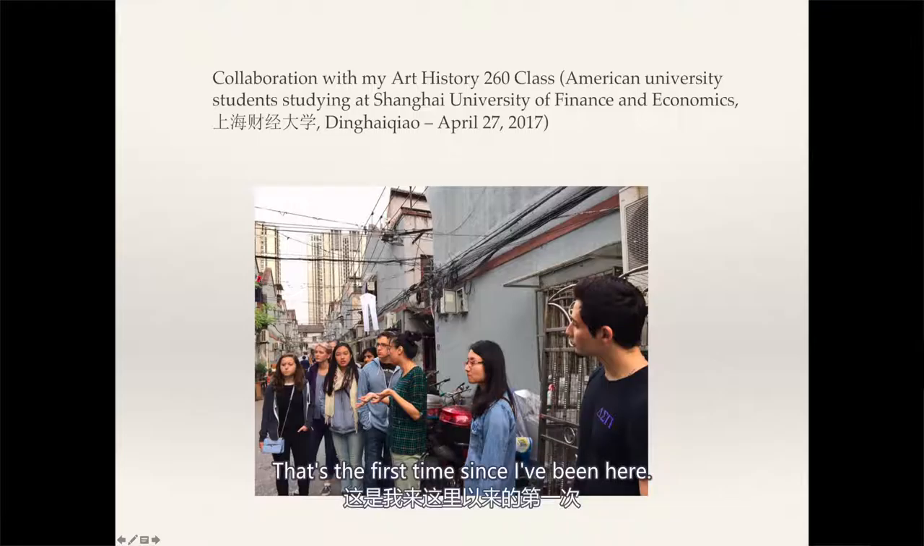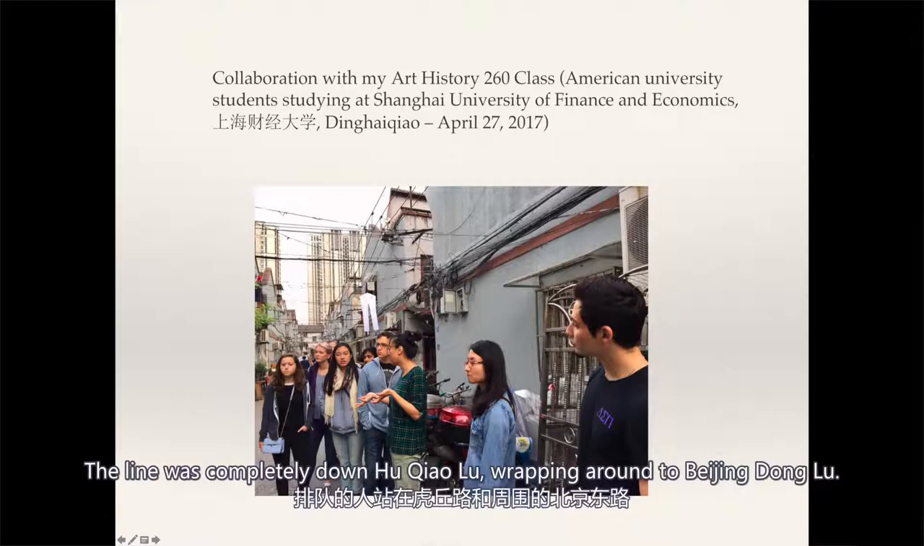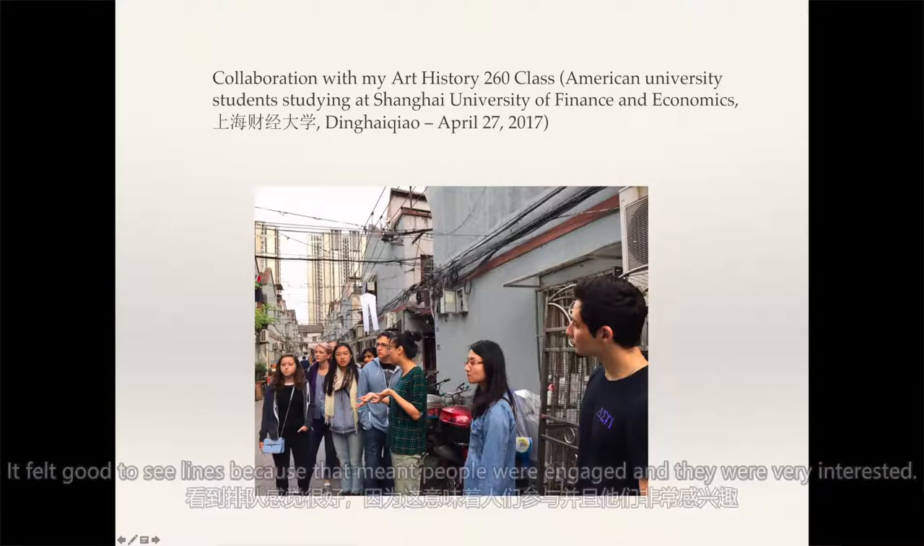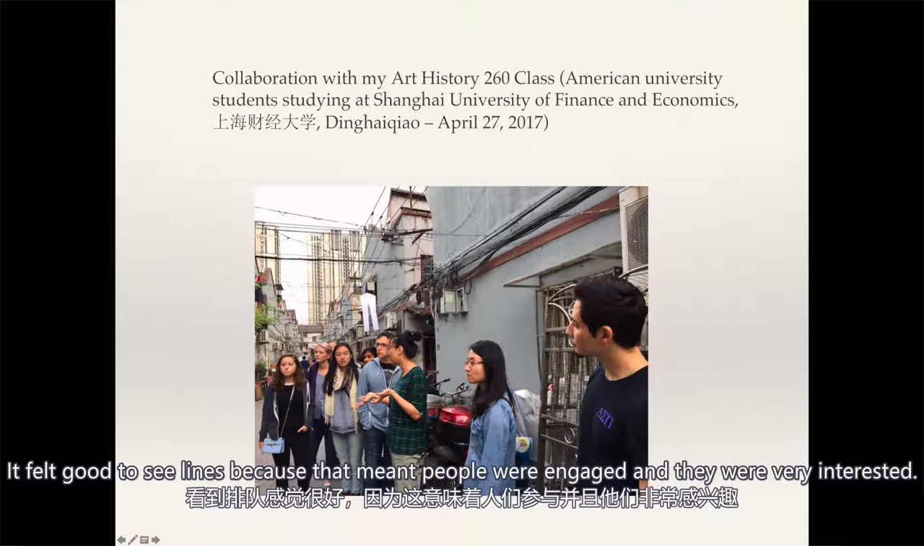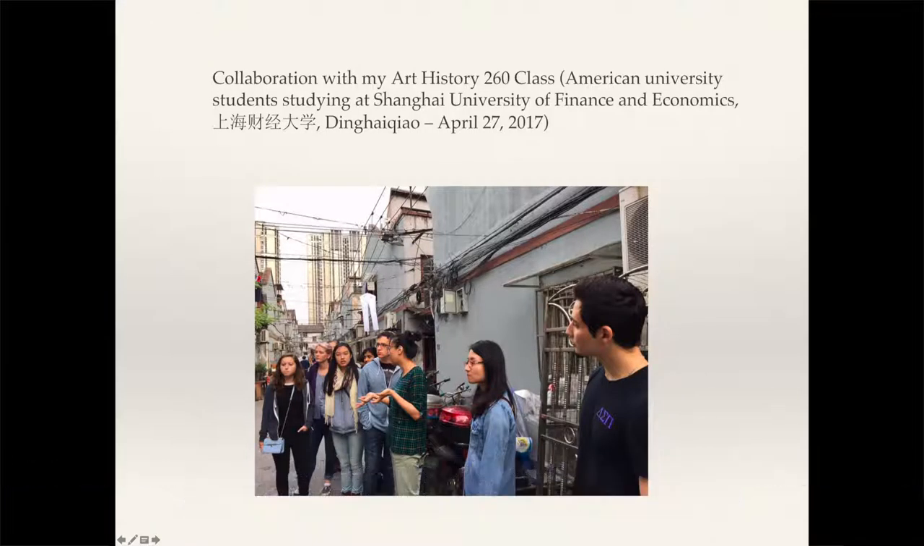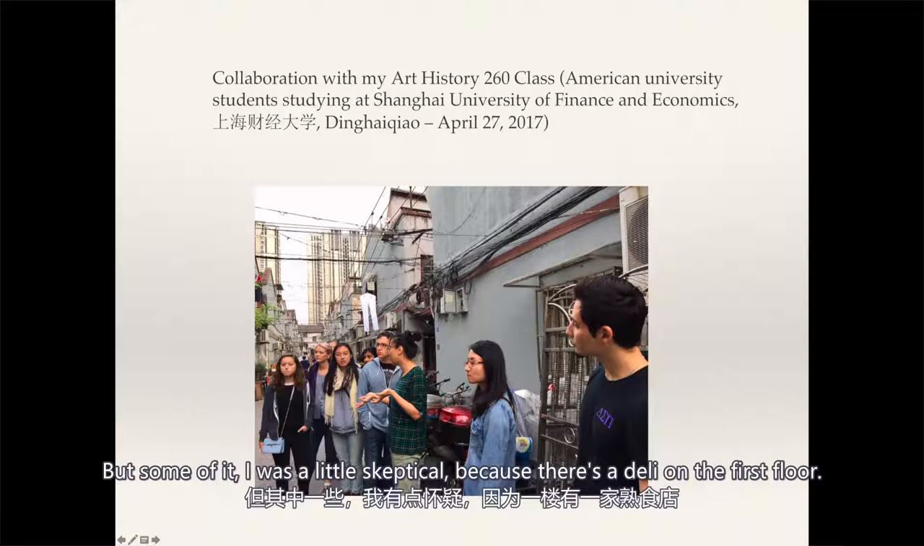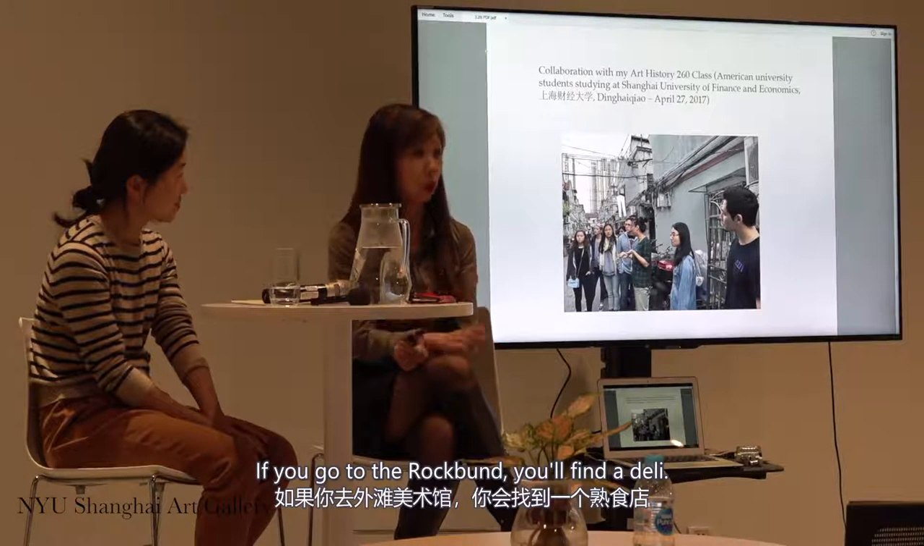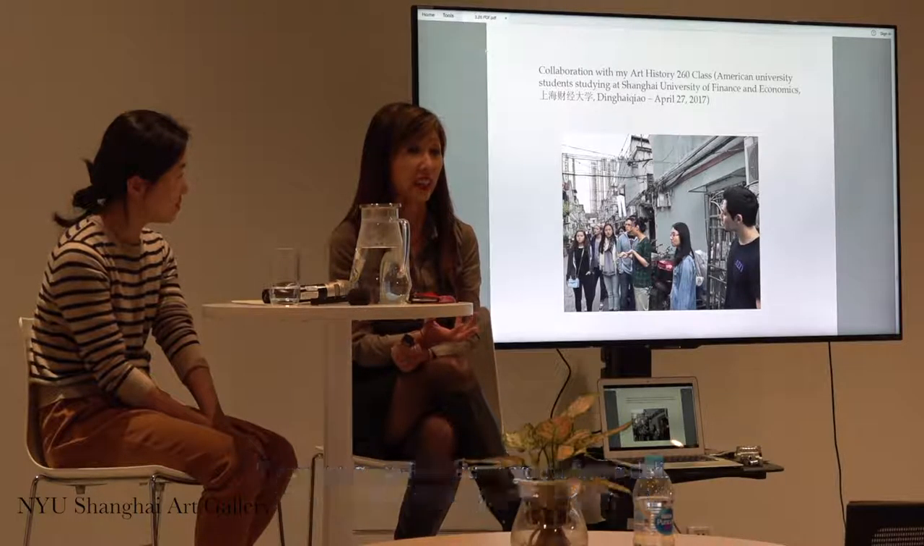That's the first time since I've been here, 27, the line was completely down Huqiu Road, wrapping around to Beijing Donglu. I have never seen a line like that at the Rockbund Art Museum. It felt good to see lines because that meant people were engaged and very interested. But some of it, I was a little skeptical because there's a deli on the first floor. If you go to the Rockbund, you'll find a deli with pig's head.